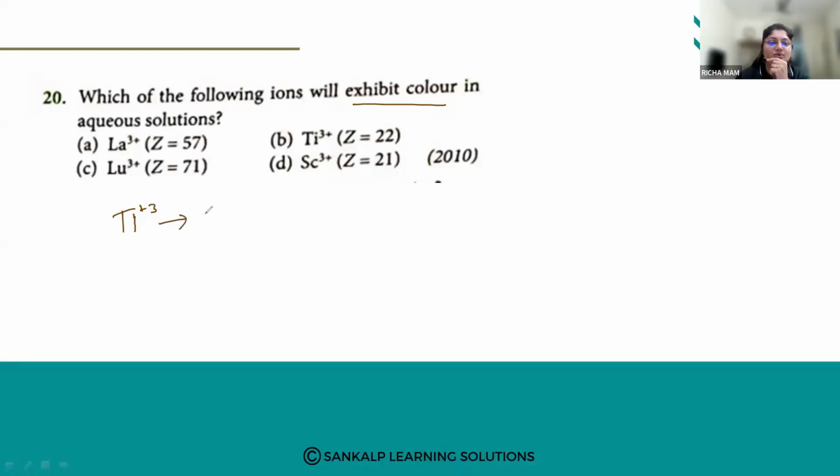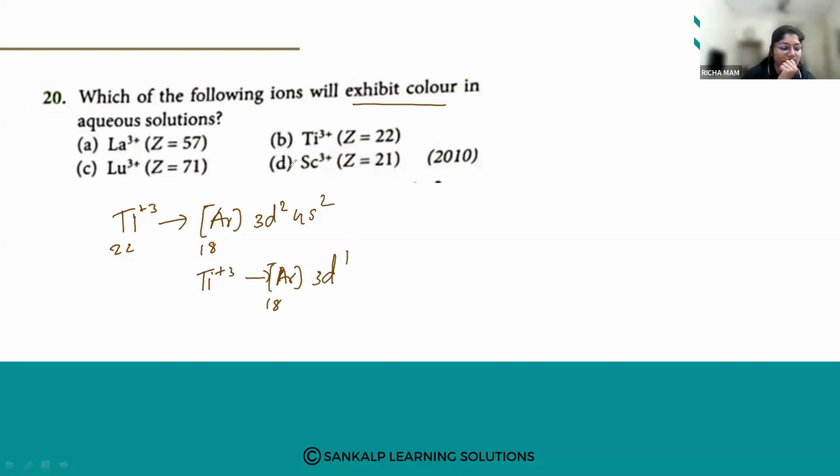Titanium is atomic number 22, so argon 18, 3d2 and 4s2. So titanium +3 is argon 18 and 3d1. So your option B, that is titanium. When you see the electronic configuration, at least one unpaired electron is there. Because of that, its solution will be colored.